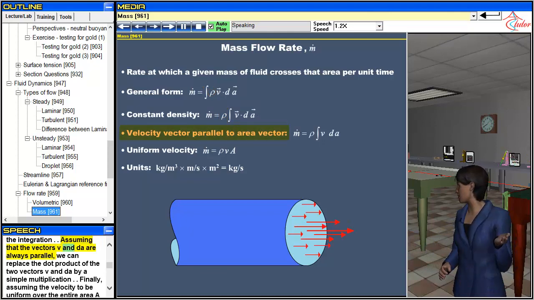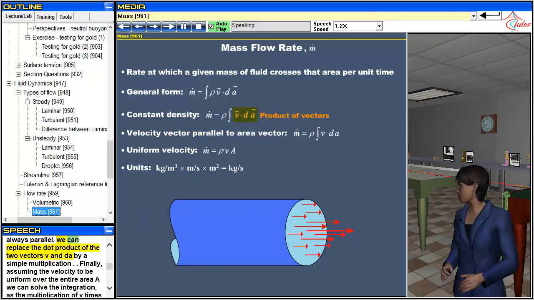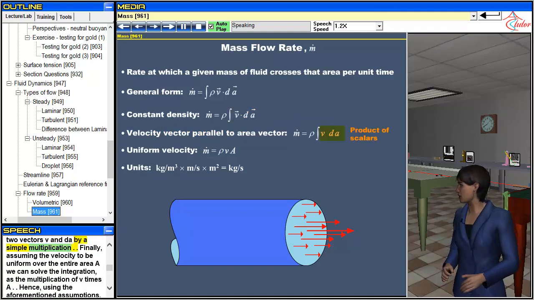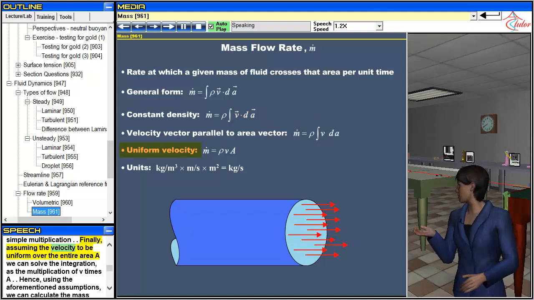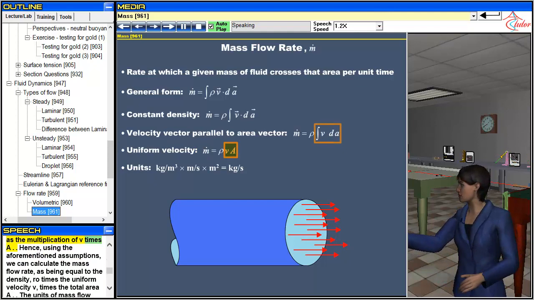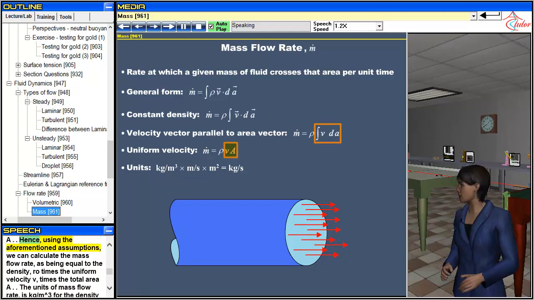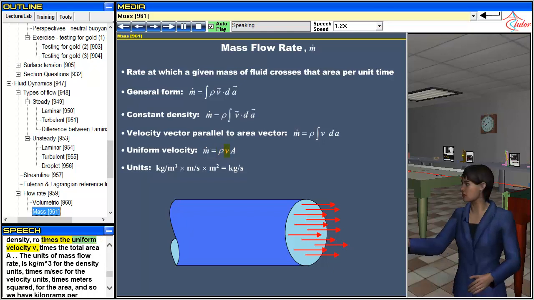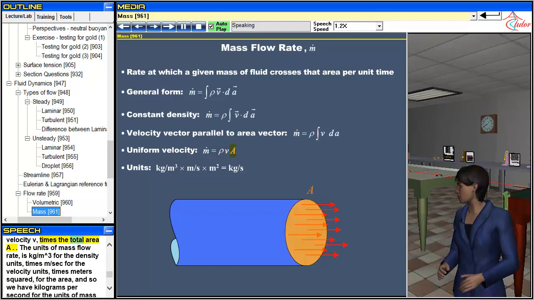Assuming that the vectors v and dA are always parallel, we can replace the dot product of the two vectors v and dA by a simple multiplication. Finally, assuming the velocity to be uniform over the entire area A, we can solve the integration as the multiplication of v times A. Hence, using the aforementioned assumptions, we can calculate the mass flow rate as being equal to the density, ρ, times the uniform velocity v, times the total area A.